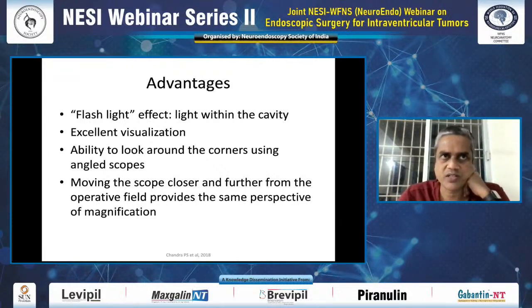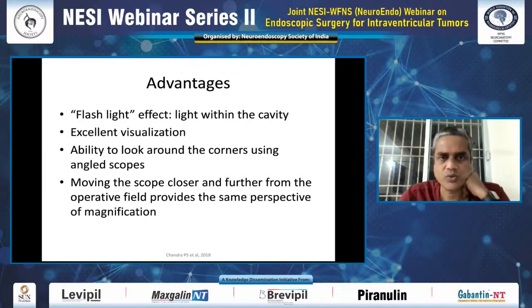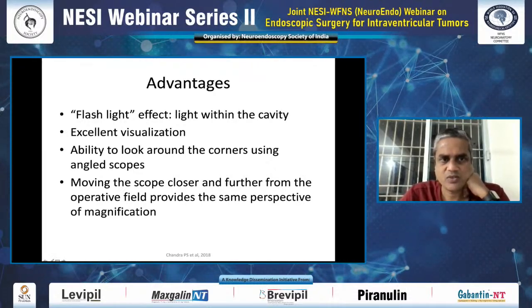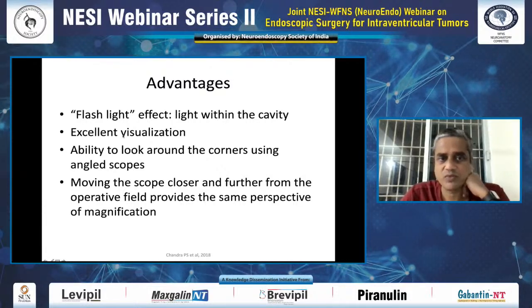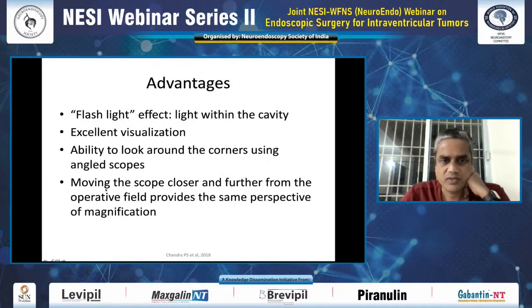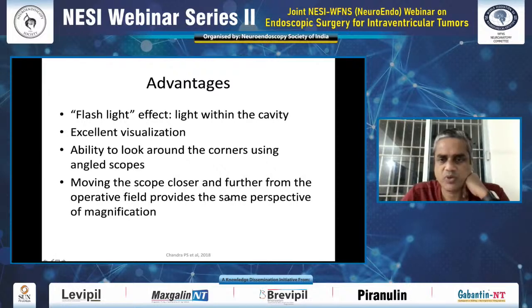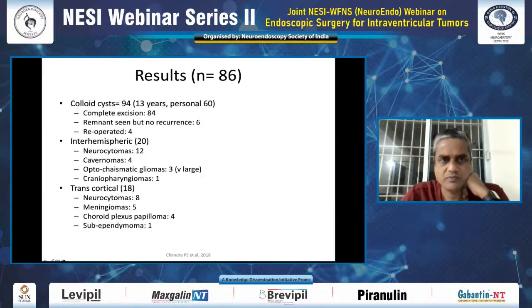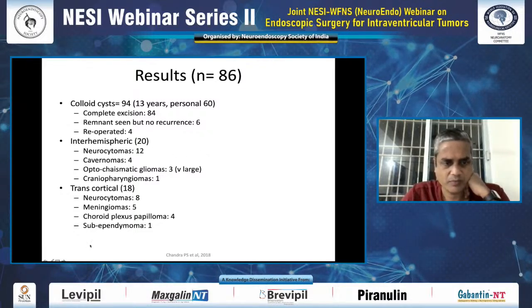use dynamic retraction with a suction and the bipolar. Whereas through cortical, you could go using a syringe. The advantage is you could use the endoscope as a flashlight. It provides light within the cavity. That visualization is excellent. The ability to look around the corners. You could move the scope closer and further away from the operative field and it provides the same perspective of magnification. And this has been my experience, about 86 cases.